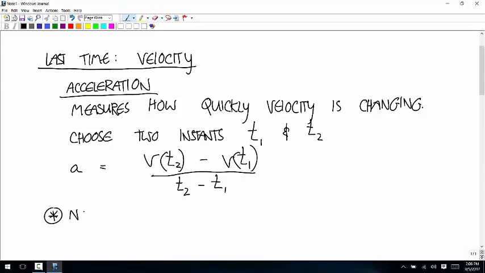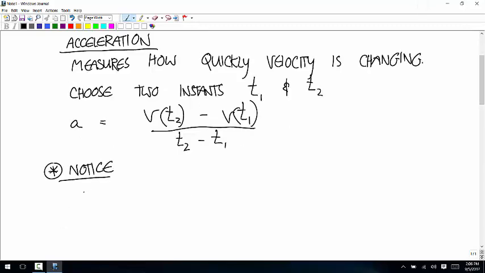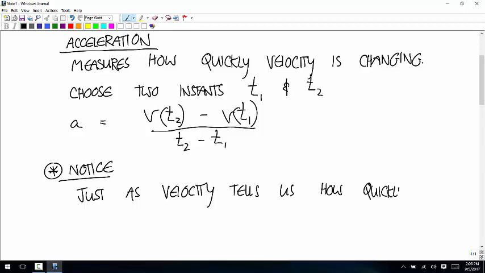So notice, just as velocity tells us how quickly the position is changing, acceleration tells us how quickly the velocity is changing.